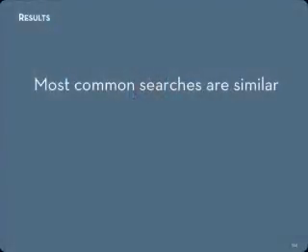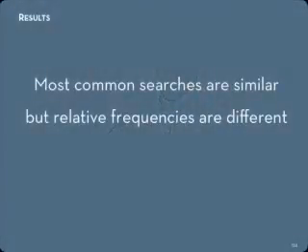Finally, we took a look at the top 50 queries from both interfaces. So, as you might expect, the most common searches are quite similar. 10 of the top 20 terms for each list appeared in the other list. These are searches for things like button or canvas. So this isn't particularly interesting. But what is interesting is that the relative frequencies of terms were sometimes quite different in these two search interfaces.